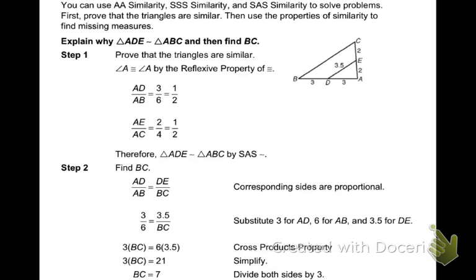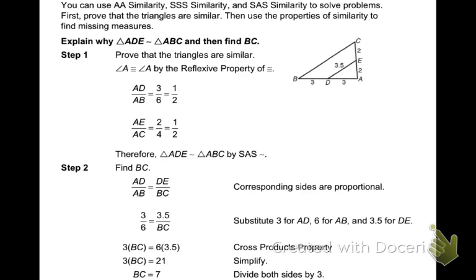All right, next thing we're going to do is talk about how we can actually solve for some missing sides. You can use AA similarity, SSS similarity, and SAS similarity to solve problems. First, prove that the triangles are similar. Then use the properties of similarity to find missing measures.